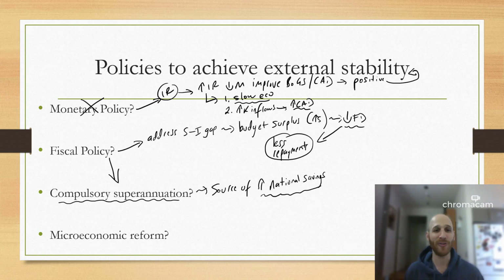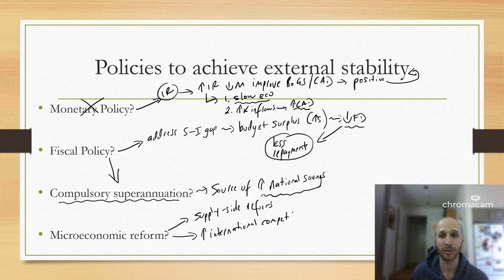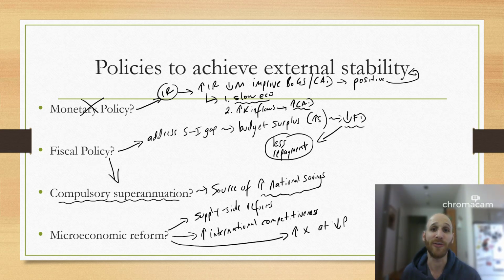There is another policy involved, which is microeconomic reform, very much looking at supply side reforms, looking at the work of industries and producers. The idea with microeconomic reform is that the government could encourage greater international competitiveness so that firms are able to sell more exports at lower prices. And this in turn could also help with Australia's financial relationships with other nations.